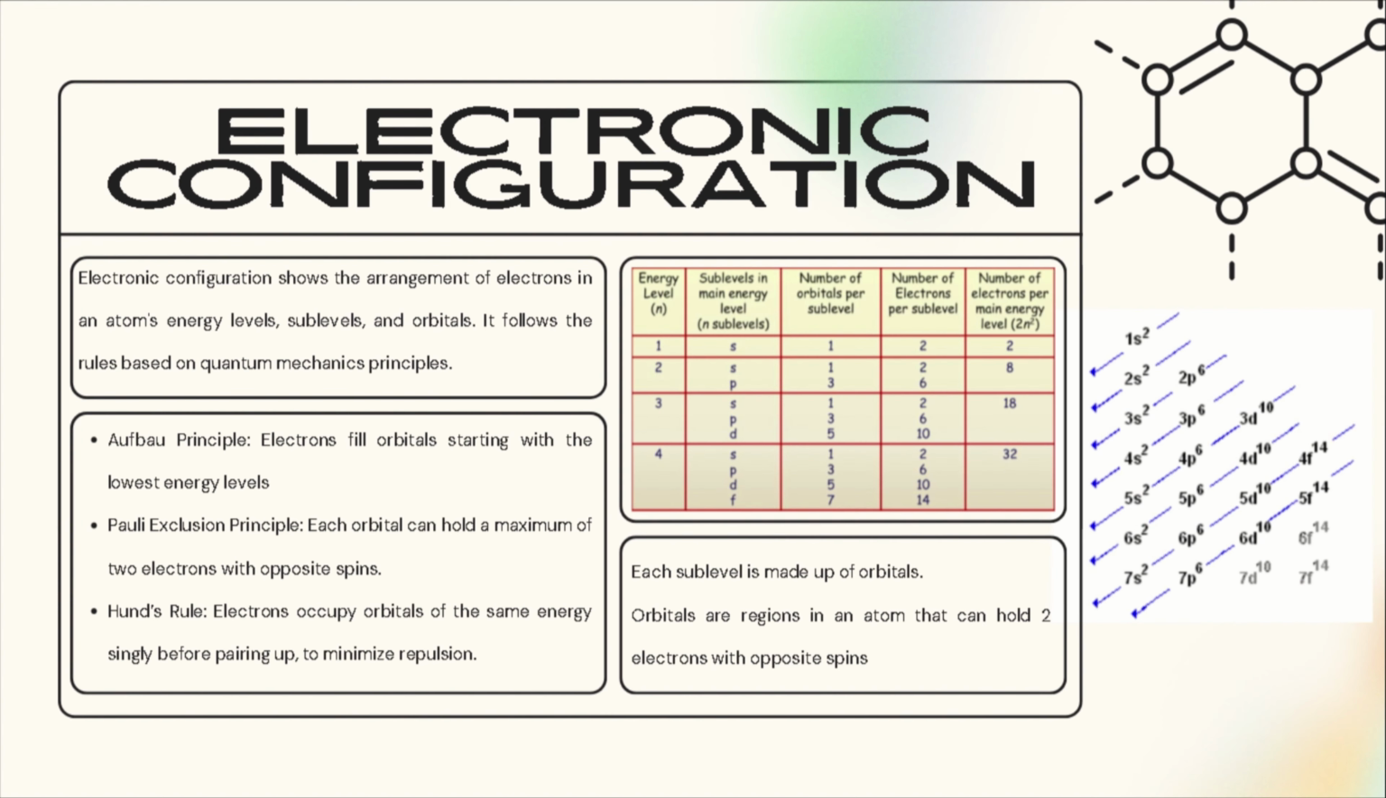Electronic configuration. Electronic configuration shows the arrangement of electrons in an atom's energy levels, sublevels, and orbitals. It follows the rules based on quantum mechanics principles.